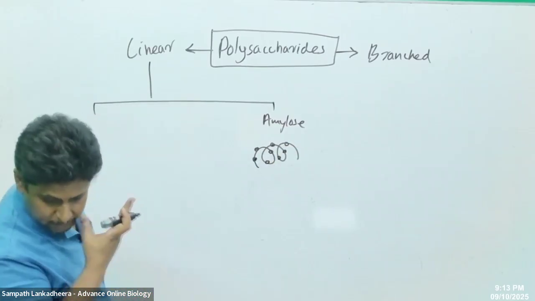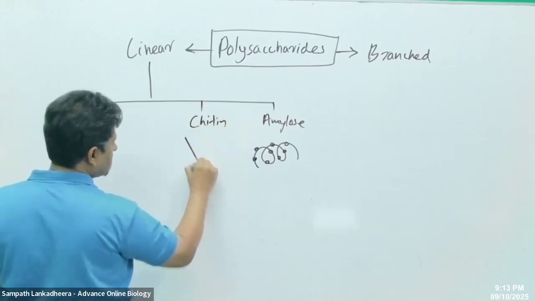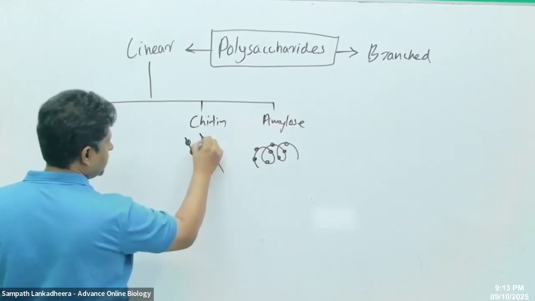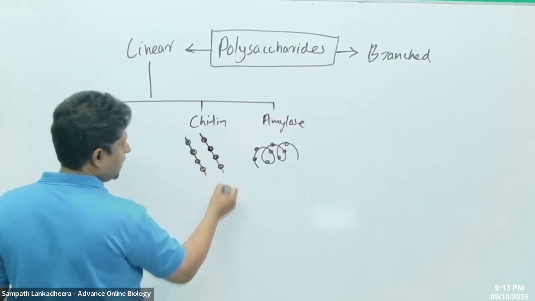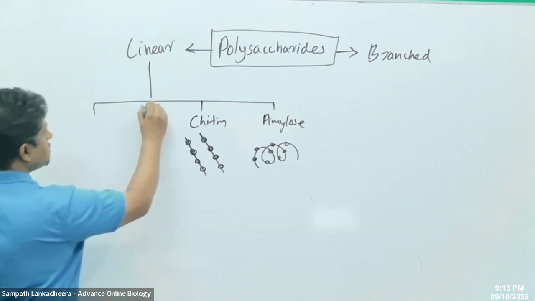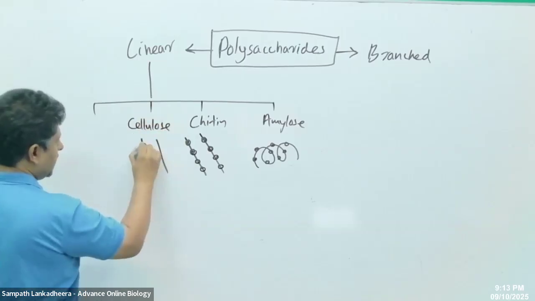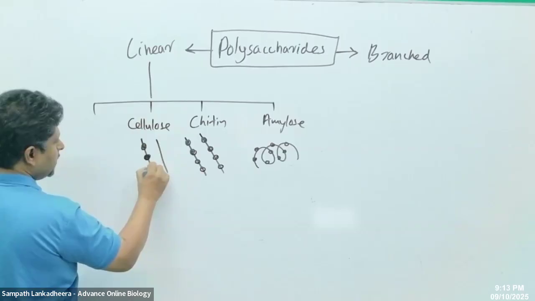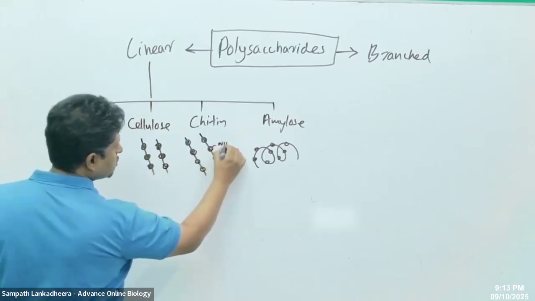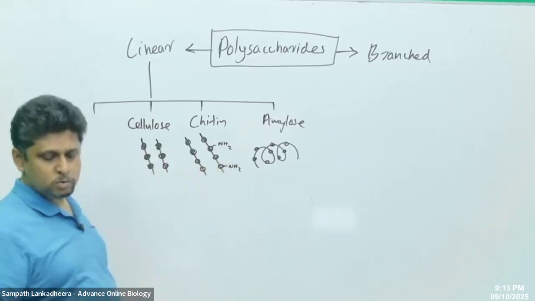And then we took chitin. Chitin is straight like this. And then we took cellulose. Cellulose also, like chitin, is straight. But you know, chitin is made up of what? Glucosamine. Glucose, but with an NH2 part attached. But this one is just purely glucose, right?